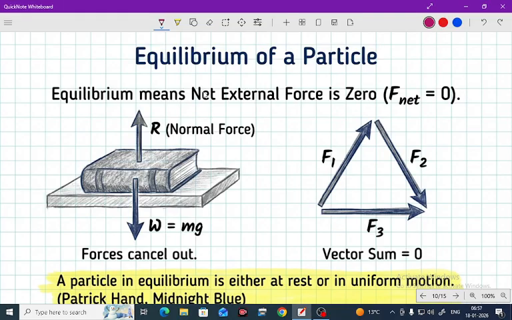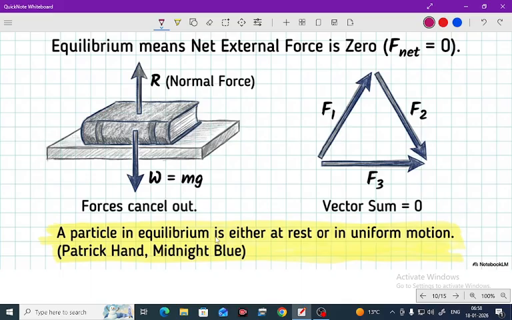Equilibrium of a particle. Equilibrium means net external force is 0. Normal force, weight mg. Forces cancel out. Vector sum: F1, F2 plus F3, the vector sum will be 0. A particle in equilibrium is either at rest or in uniform motion.